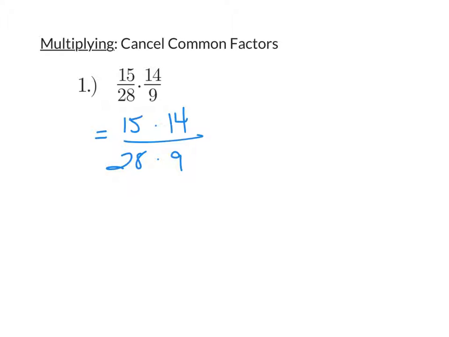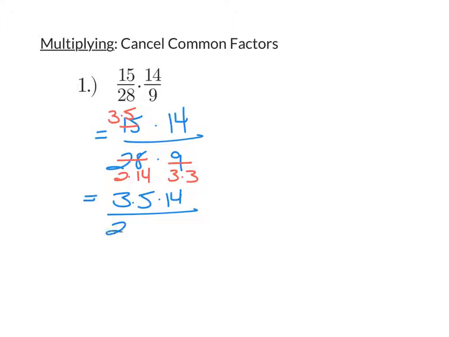And in order to simplify, we have to cancel common factors. That's why I didn't multiply this out at all. Instead, I want to look at 15 as being 3 times 5, 28 as 2 times 14, and 9 as 3 times 3. Then we have this fraction of 3 times 5 times 14 over 2 times 14 times 3 times 3.